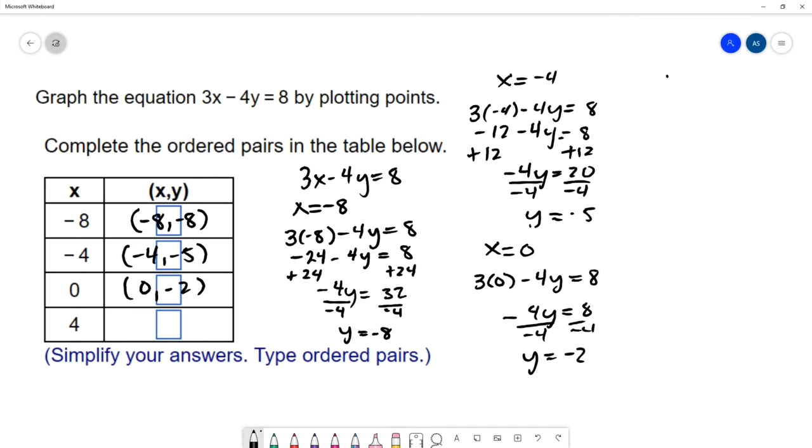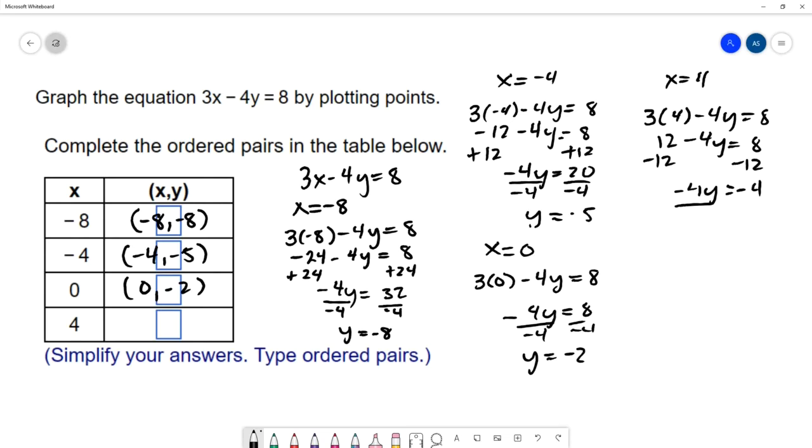One more time with x equals 4. We have 3 times 4 minus 4y equals 8. 3 times 4 is 12. We'll subtract 12 on both sides to get negative 4y equals negative 4. Divide both sides by negative 4, and we get y equals 1. So we have the ordered pair 4, 1.